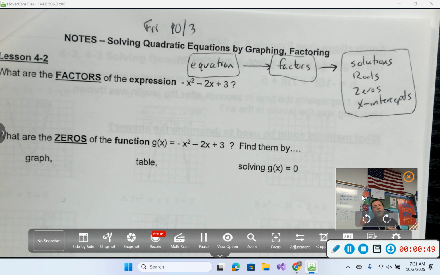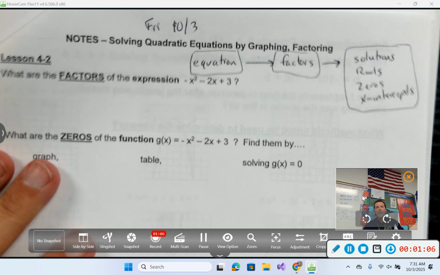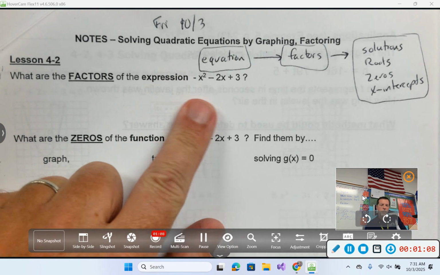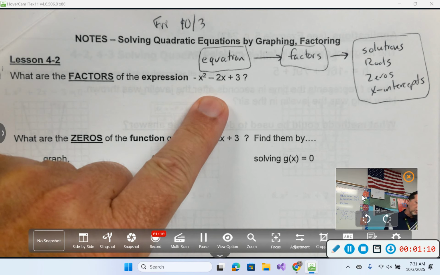So that we've done before. That was the last worksheet we did. We start with an equation, we factor it, we set the factors equal to 0, and we find the solution / roots / zeros / x-intercepts. So let's do that for this first example. What are the factors of this expression?